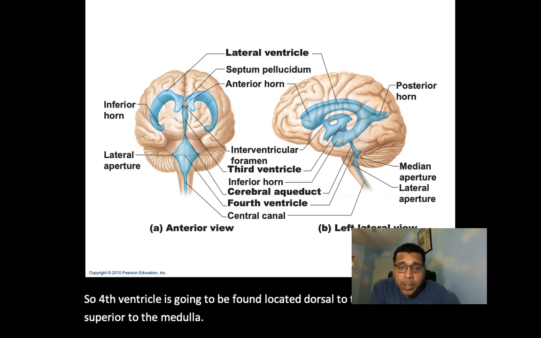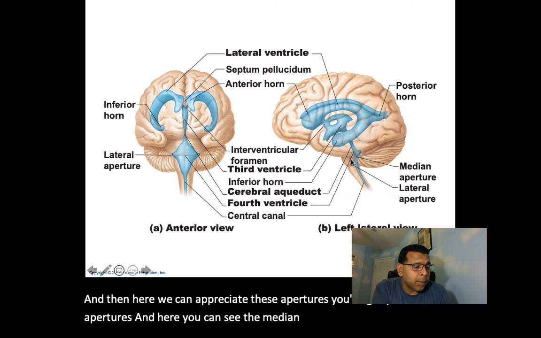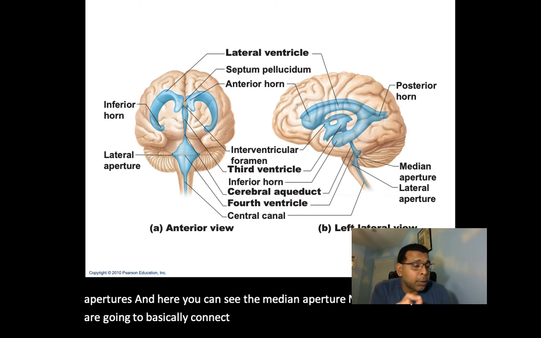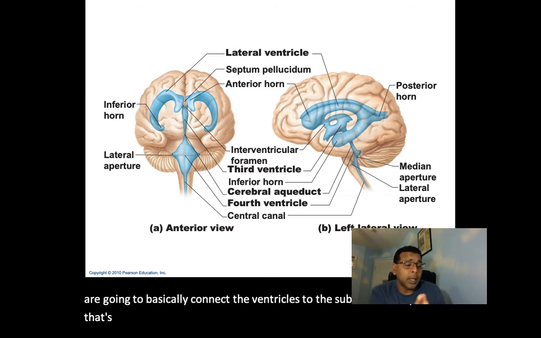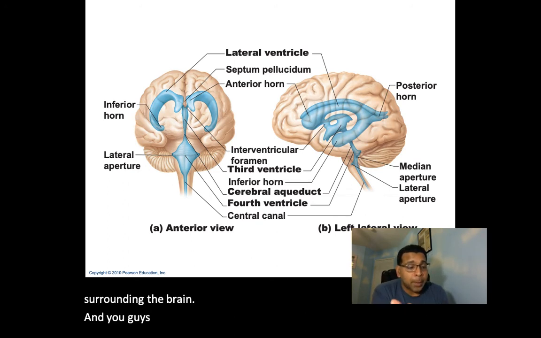And then here we can appreciate these apertures. You've got your lateral apertures, and here you can see the median aperture. These apertures basically connect the ventricles to the subarachnoid space, a fluid-filled space found surrounding the brain. You will see that in the next chapter in greater detail.